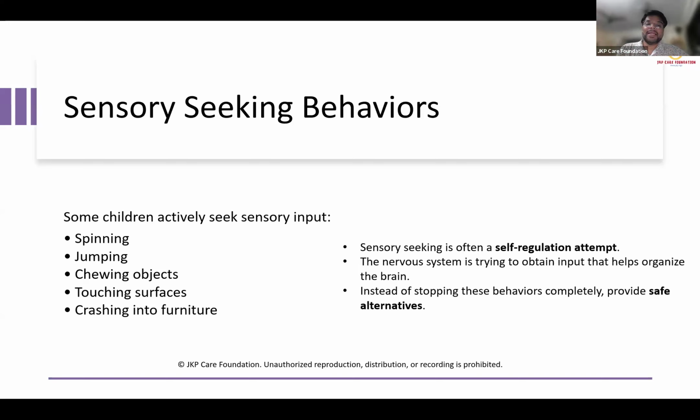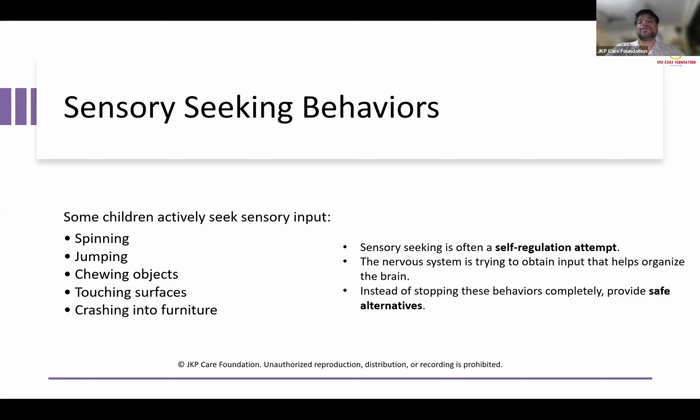So some children actively seek sensory input by spinning, jumping, chewing objects, touching surfaces, crashing into furniture. Sensory seeking is often a self-regulation attempt. My sensory processing has a deficit, sensory information is not being processed properly, so I need more input and I seek that input. The nervous system is trying to obtain input that helps to organize the brain. Instead of stopping these behaviors completely, we don't work on stopping sensory behaviors.